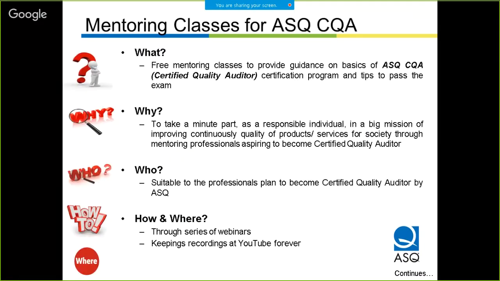In these mentoring classes, we have many questions. What is this program? Free mentoring classes to provide guidance on the basics of the ASQ CQA certification program and tips to pass the exam. Next question: why is this program needed at this moment? To take a minute part, as a responsible individual in India, in the big mission of continuously improving the quality of products and services for society, through mentoring professionals aspiring to become certified quality auditors.